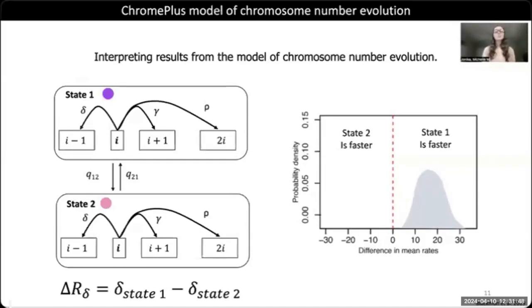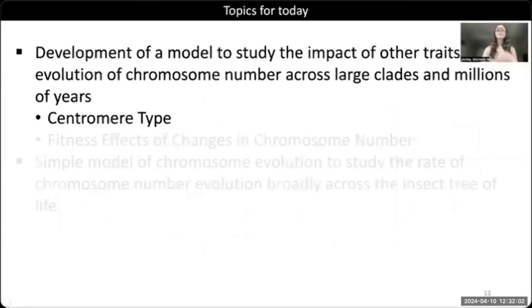And this model of chromosome number evolution is publicly available as an R package, Chrome Plus. And this comparative method will allow us to identify co-evolving traits that lead to heterogeneity in rates of chromosome number across the insect tree of life. And so now I'm going to apply that into several research projects that I've been a part of within the lab. And the first thing that I'm going to talk about is the trait of centromere type in chromosome number evolution.